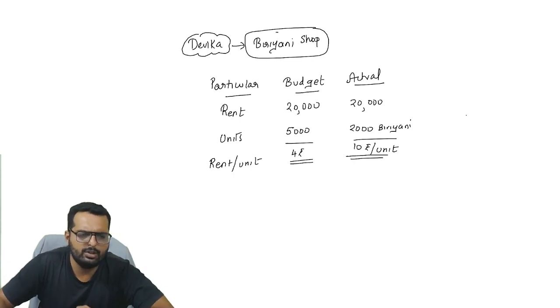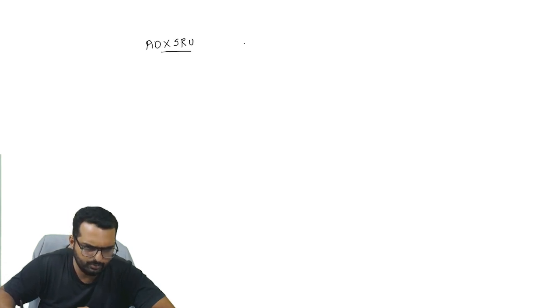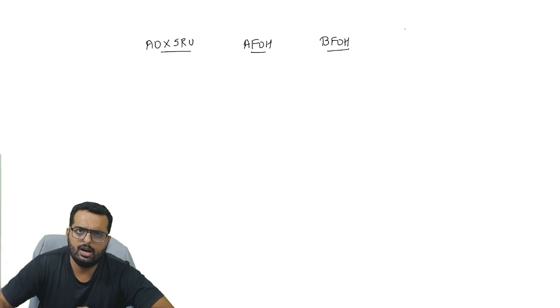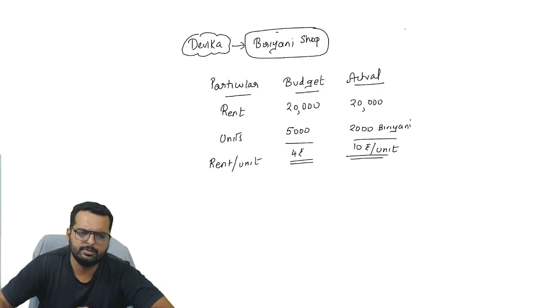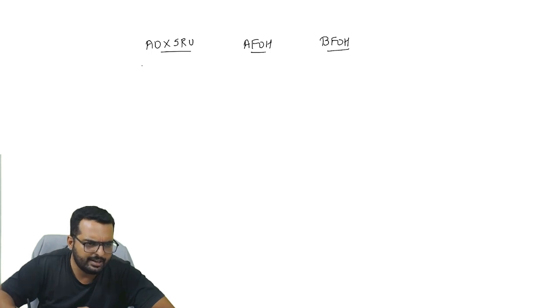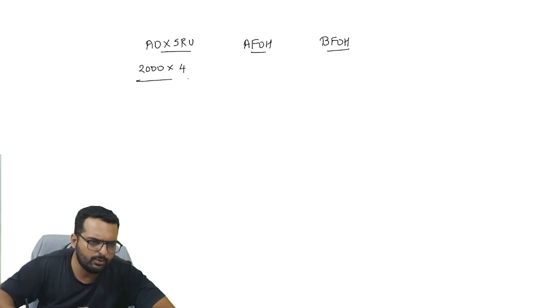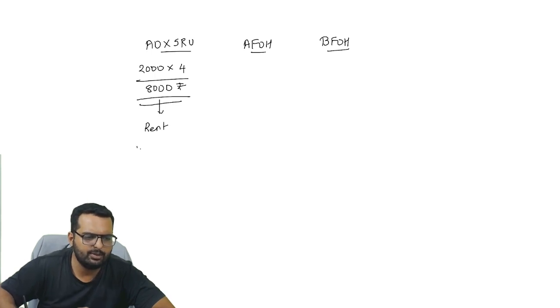Alright. Now, when I do the variances of fixed overhead, I will use the following table: AO into SRU, AFOH, and the last one is BFOH. Now, AO means what? Actual output. How much is the actual output I have got over here? So in reality, I made only 2000 biryani. And for every one biryani, what is the standard rent per unit? 4 rupees. So if I make only 2000 biryani, how much of my rent has got absorbed over here? 8,000. This 8,000 is what I call rent absorbed.